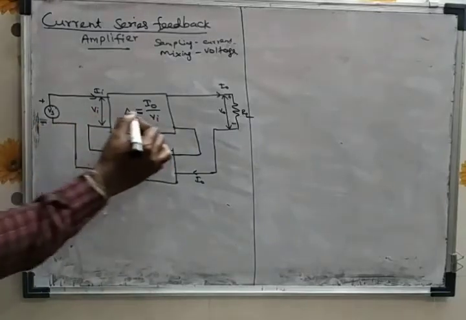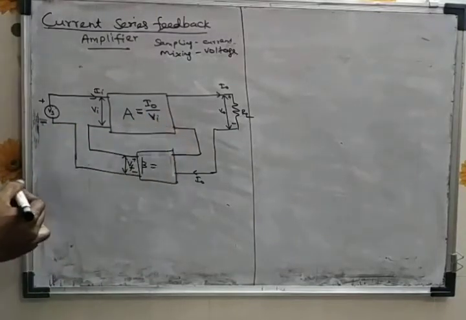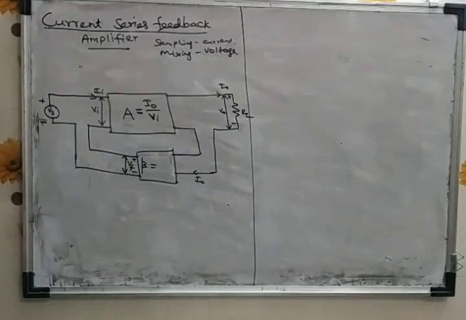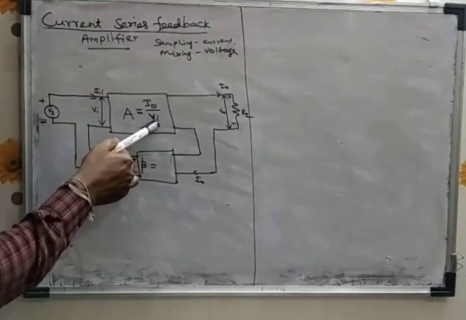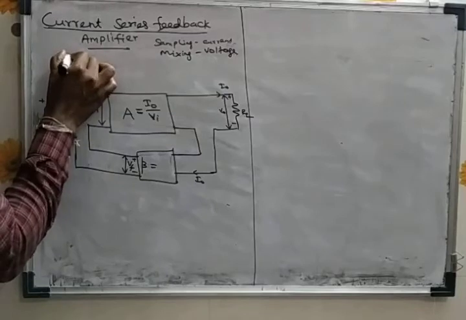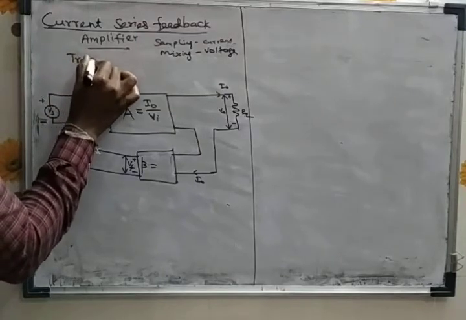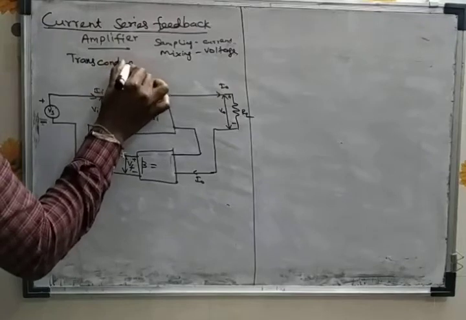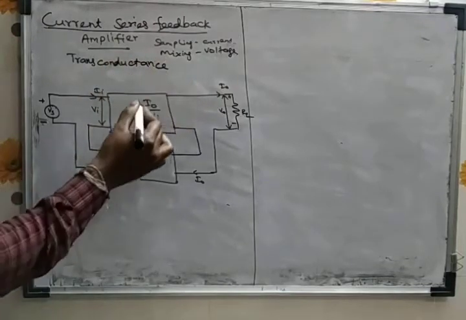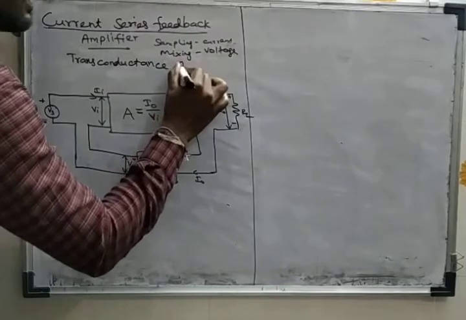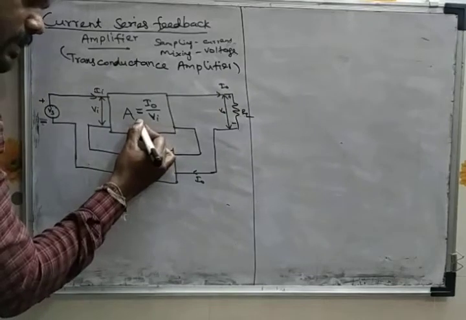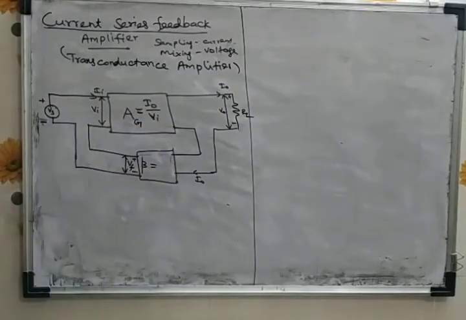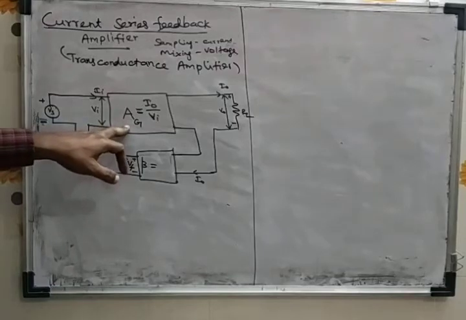I0 divided by Vi. Normally we know that I by V is transconductance. So it is the relation between output current divided by input voltage. So we can call it a transconductance amplifier. I am using suffix G, Ag. So this is transconductance gain without feedback.